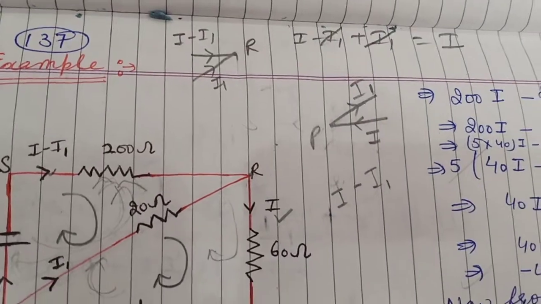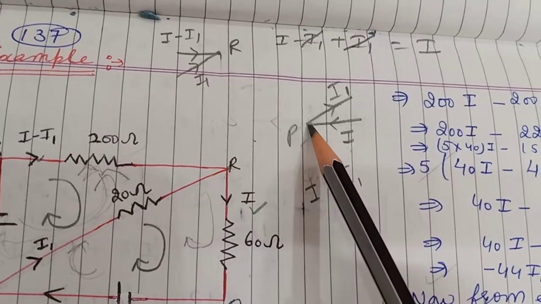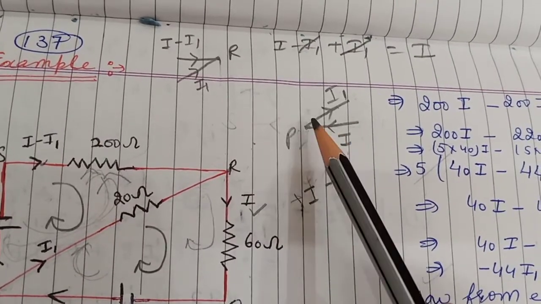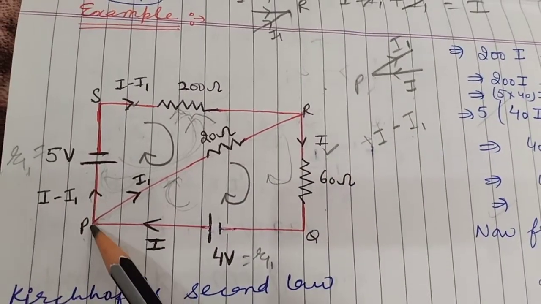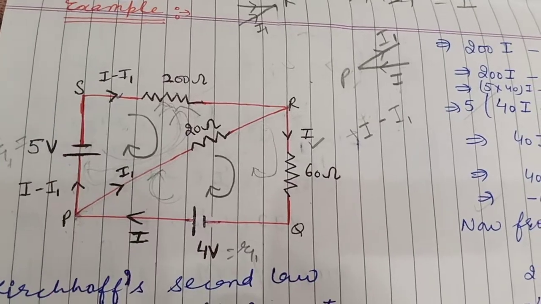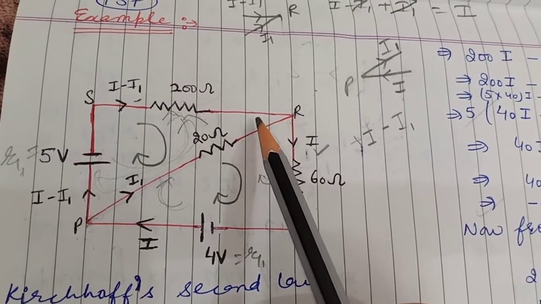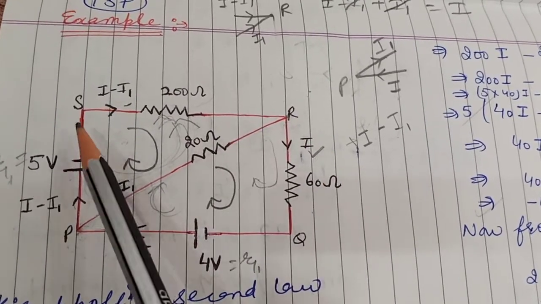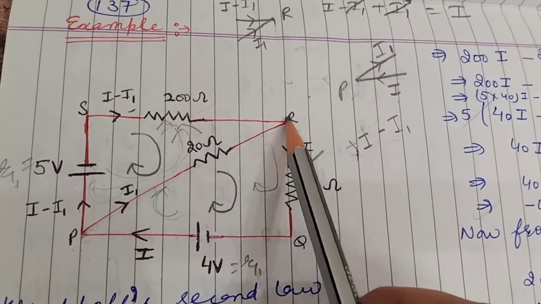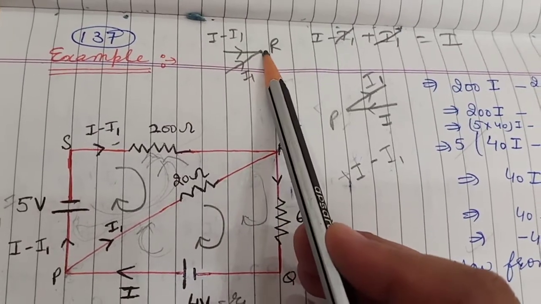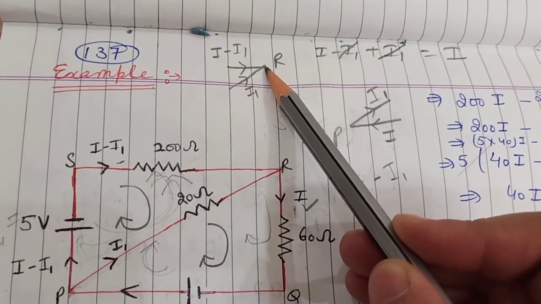Then according to sign convention, I current is flowing towards the junction, so it takes positive sign, and I1 is flowing away from the junction, so it takes negative sign. So here it is the current I minus I1 which is flowing through point P, and the same current is passing through this branch SR. Similarly, the I minus I1 current reaches point R, and from here another current I1 also arrives. So R acts as a junction point.